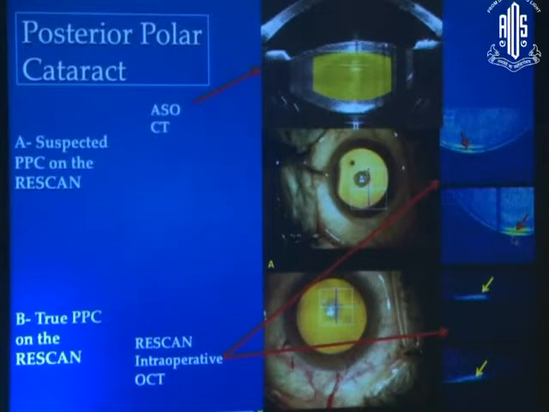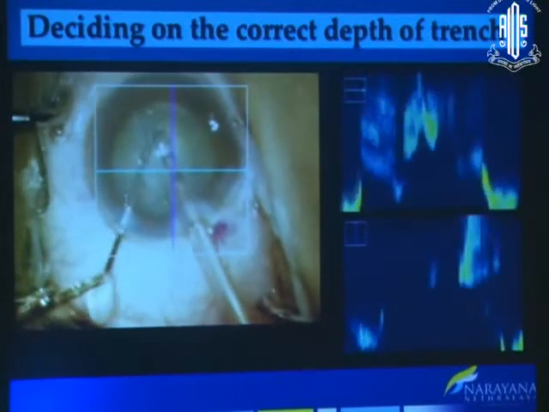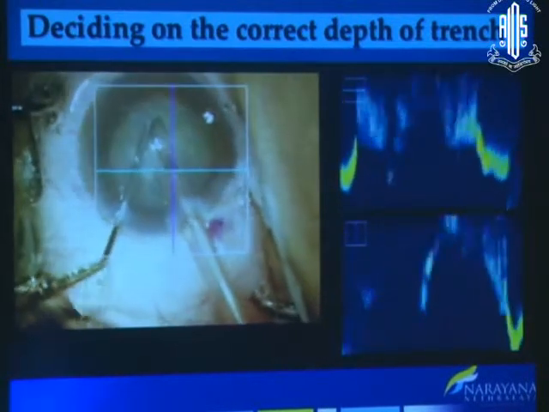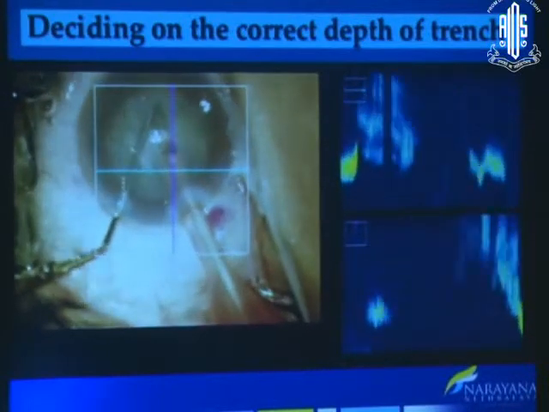So when you see a clear space here, this is offering us a higher resolution, therefore an advantage in being able to differentiate between posterior polar and posterior subcapsular. So it becomes easy to plan your hydro and your further course of steps for cataract surgery. It also helps you look at the sutures and find out the correct depth of the trench while doing your phaco surgery.